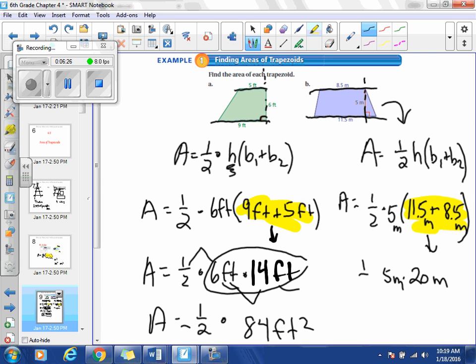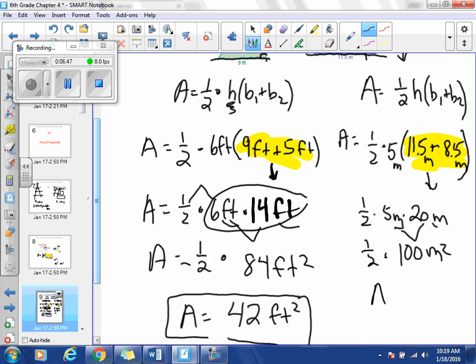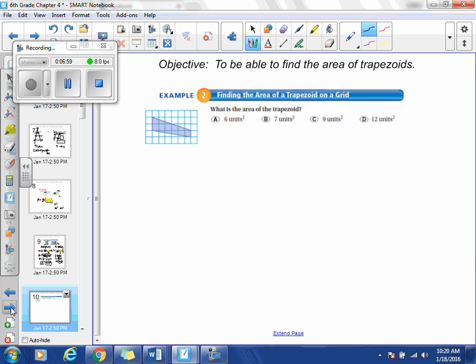All right, now we still have to take 5 meters times that and half of that. So you can go in whatever order you want. You can take 1/2 times 5 first if you want. I like to take my height times the sum of my bases first. So 5 meters times 20 meters is 100 meters squared. Meter times meter. And half of that, half times 100 meters squared, is 50 meters squared. Pause if you need more time.